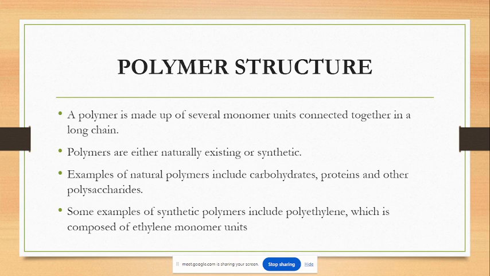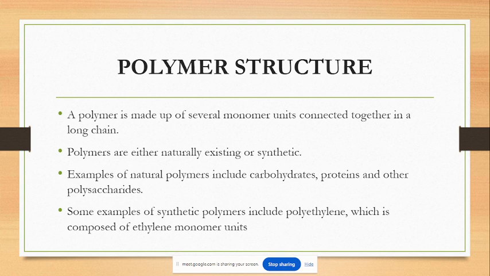I heard somebody mention DNA as one example of the natural polymer. Okay, that was okay also. Then we also have other examples of synthetic polymers such as polyethylene. Now, polyethylene is composed of ethylene monomer units.